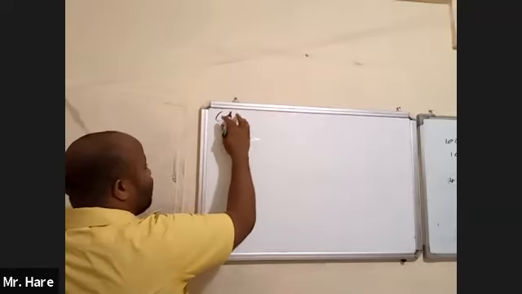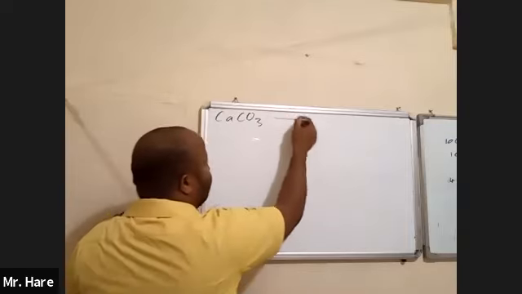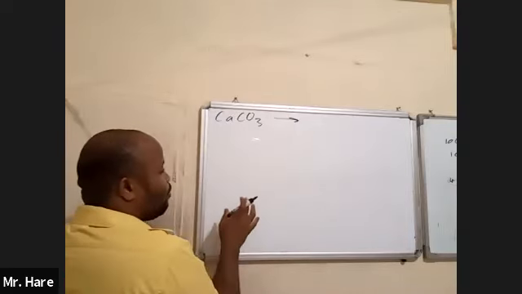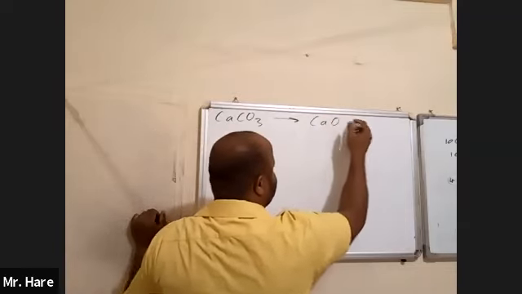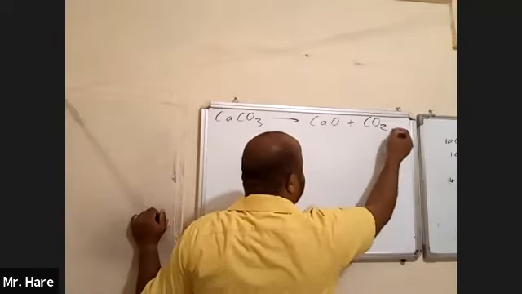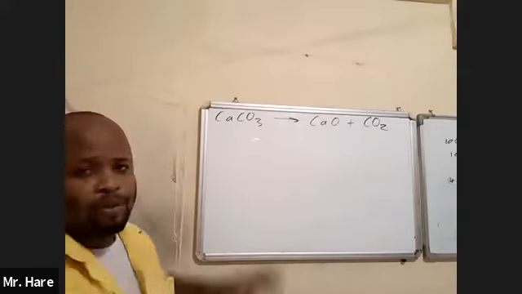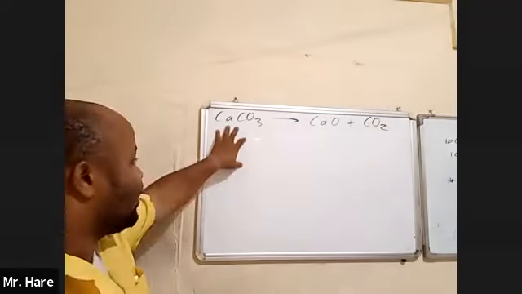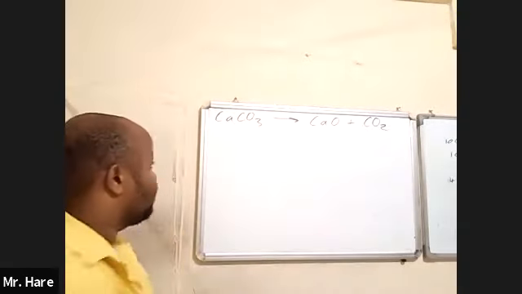I'm just going to write the equations so we can move fast. So when calcium carbonate decomposes, we get calcium oxide and CO2. All right. So what I'm going to do, I'm going to give you a mass of calcium carbonate and ask you for the volume of CO2.